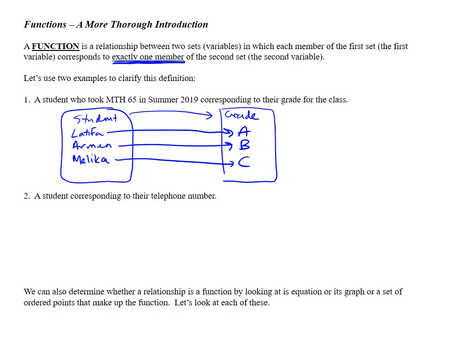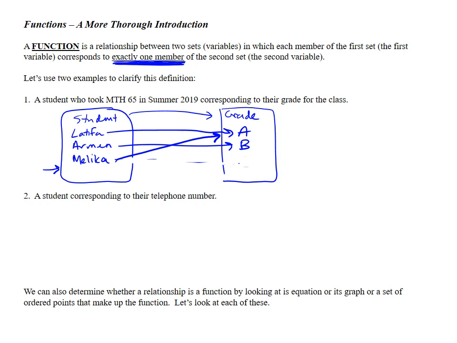What we have here is that each student by the end of the term has to get a grade in the class. So each student is getting exactly one assignment to a grade. Each value in the first set corresponds to exactly one value in the second set. Now this is true even if, say, Malika, instead of getting a C, had gotten an A. Malika is still corresponding to a single grade. Even though Latifa and Malika are both corresponding to the same grade, they don't disobey the rule of what a function is because individually each of them is assigned to a single grade.